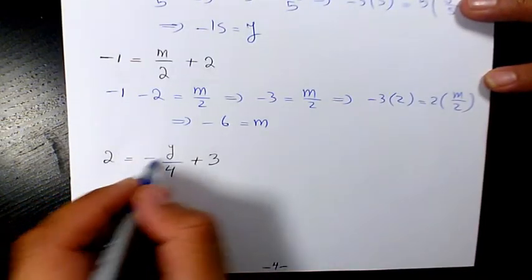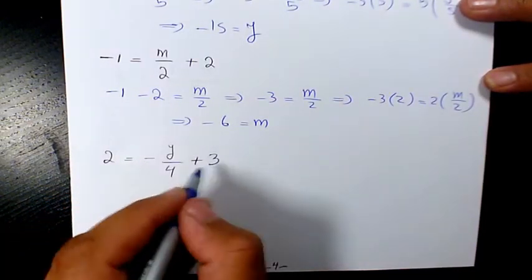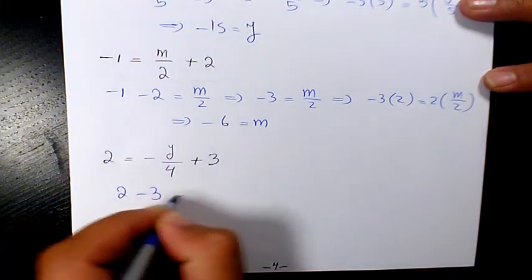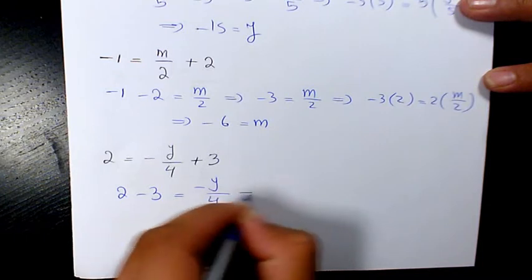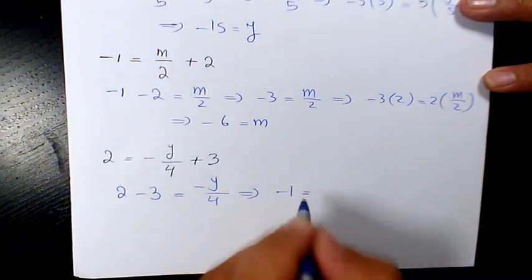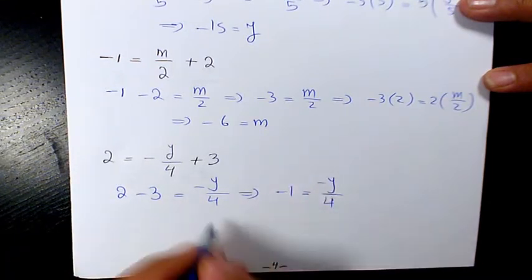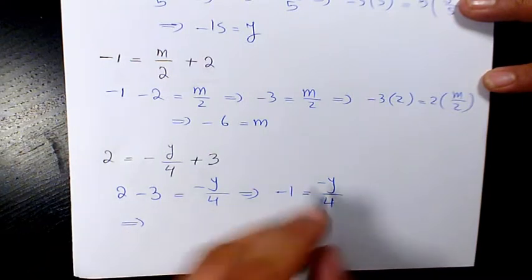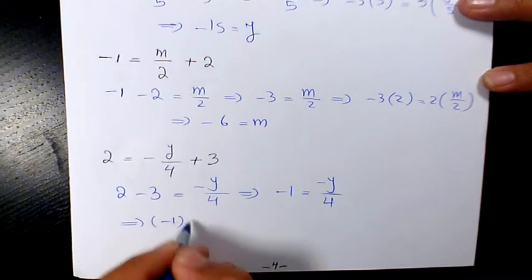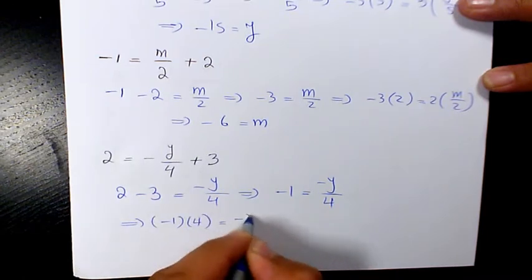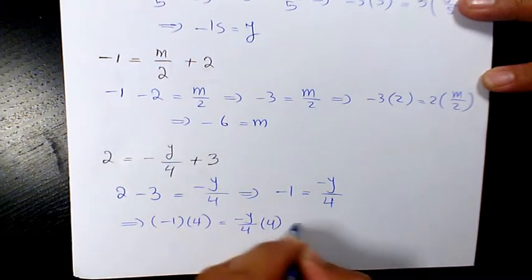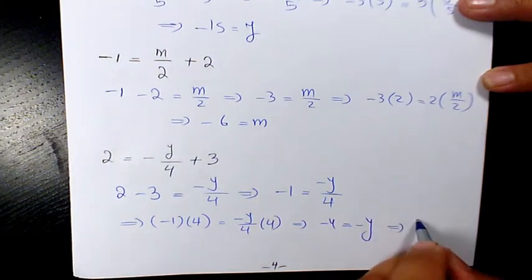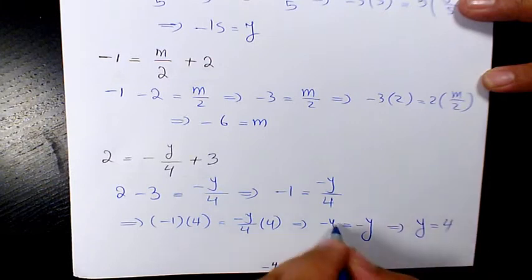2 equals negative y divided by 4 plus 3. So I need to move 3 to the other side. So we have 2 minus 3 equals negative y over 4. So 2 minus 3 is going to be negative 1, negative y over 4. So I need to multiply both sides by 4 in order to isolate y. So we have negative 1 times 4. Negative y over 4 times 4. We have negative 4 equals negative y. So y will be equal to positive 4.